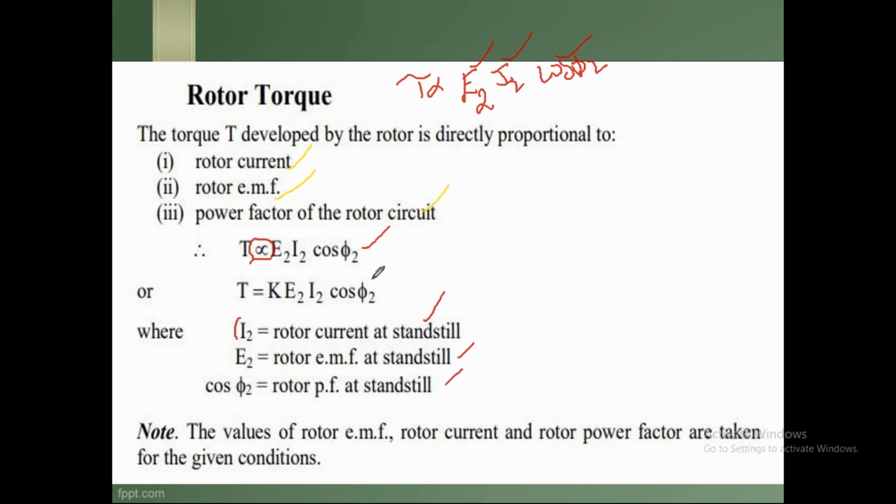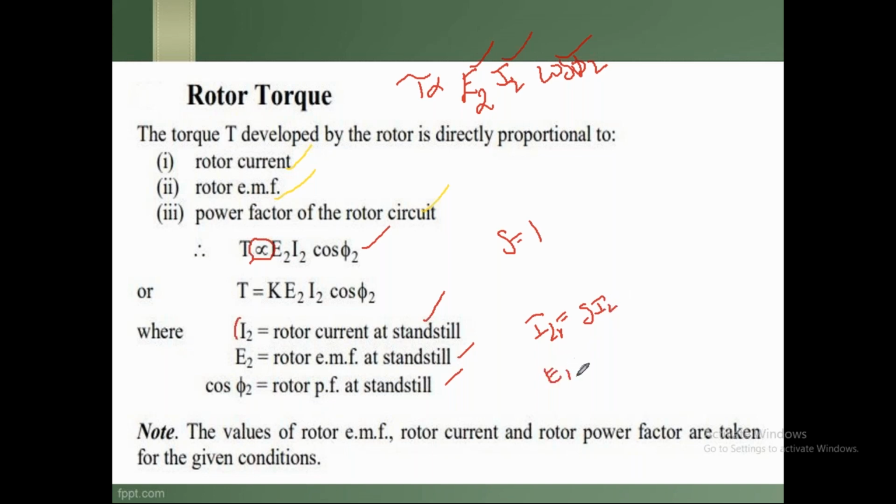So what is the value of S at starting condition? Right, one. Now if you want to represent these parameters at running condition, how can we write? I2R is equal to S I2.